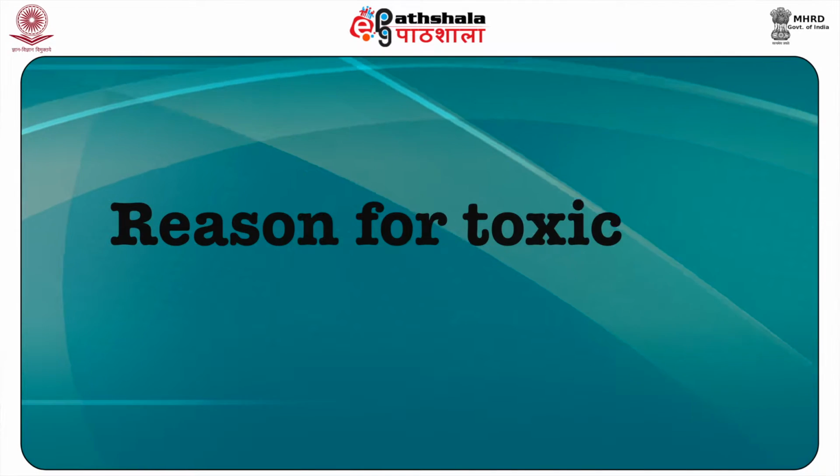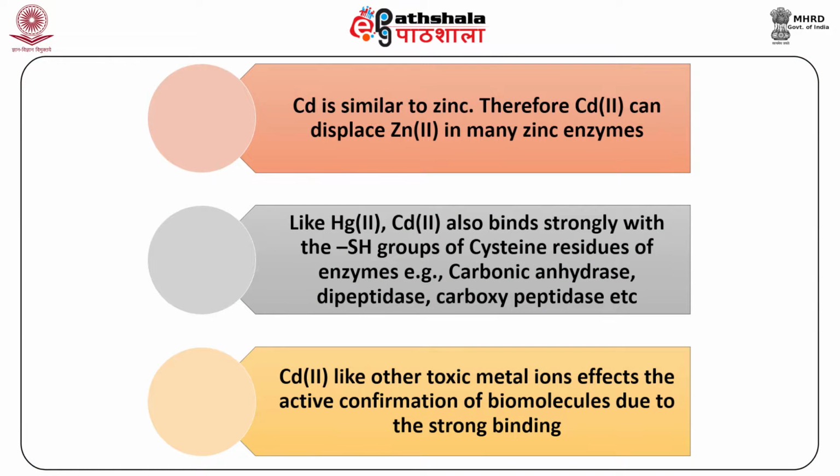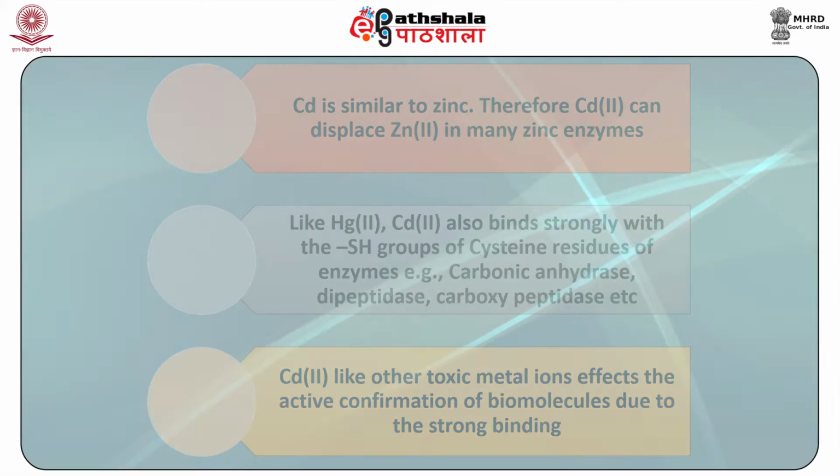Reason for toxicity. Cadmium is similar to zinc. Therefore, cadmium can displace zinc in many zinc enzymes. Like mercury, cadmium also binds strongly with SH groups of cysteine residues of enzymes. Example, carbonic anhydrase, dipeptidase, carboxypeptidase, etc. Cadmium, like other toxic metal ions, affects the active conformation of biomolecules due to the strong binding.